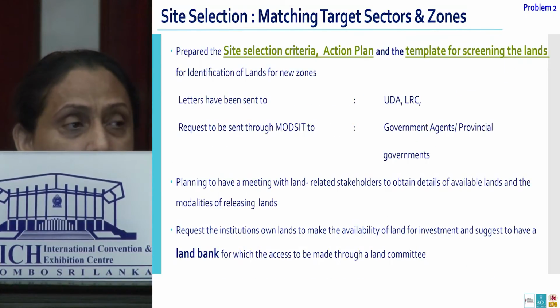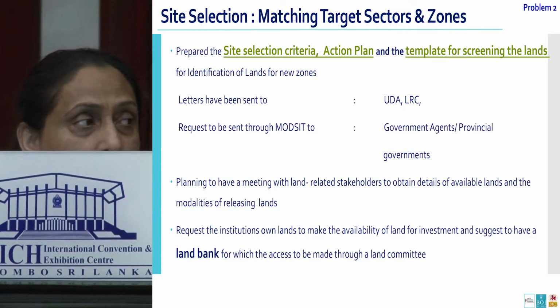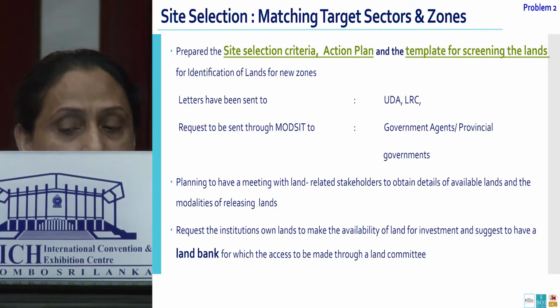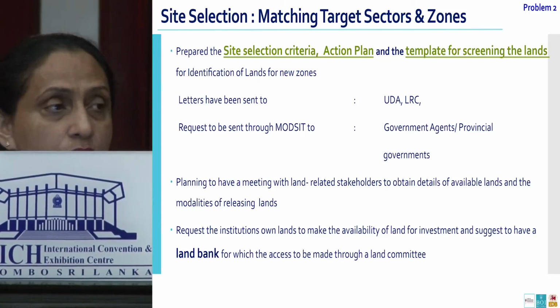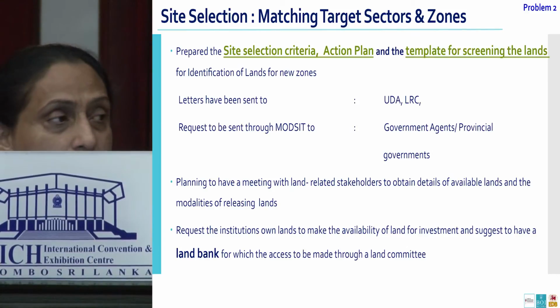So then our question number 2 was site selection, matching target sectors and zones. As we know, selection of lands and availability of lands is a very serious problem in our country. So we prepared the site selection criteria, action plan, and the template for screening the lands, for identification of lands, or for establishing new zones.